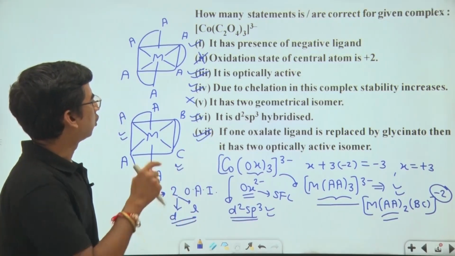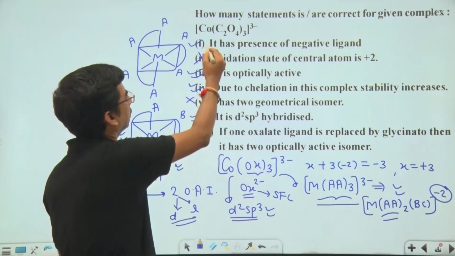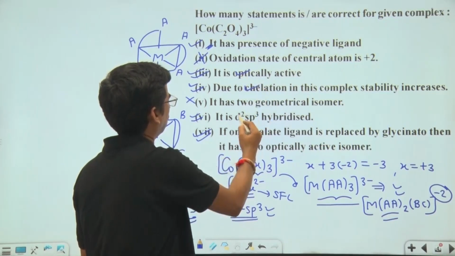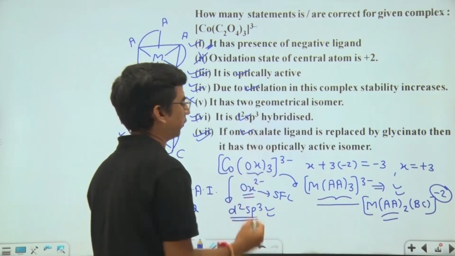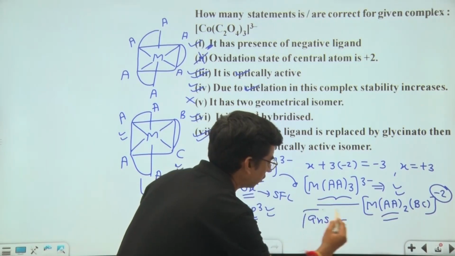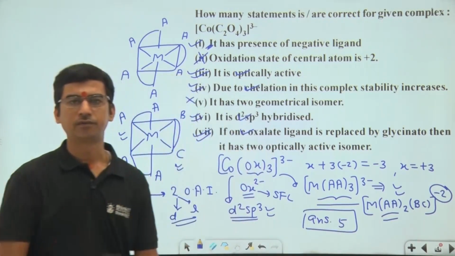So total correct options we have 5: option number 1, option number 3, option number 4, option number 6, option number 7. So our answer will be 5. Total 5 statements are correct. Got it?